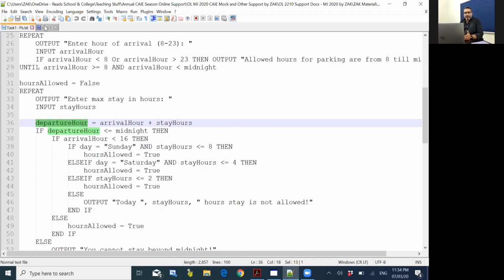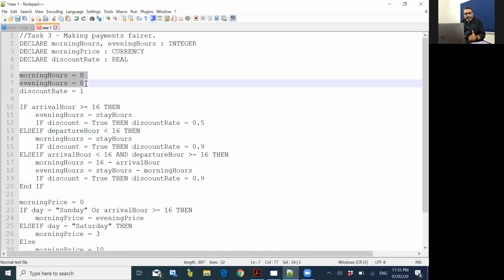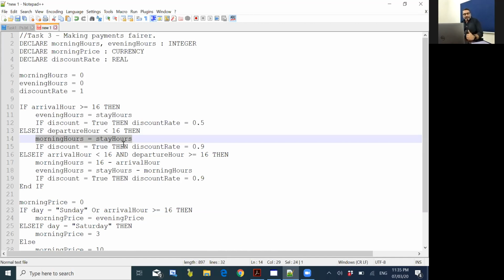So now, if their departure hour is before 16, it means all of the hours that they stayed were the morning hours. So that's why we have made both morning and evening hours 0. If the departure hour is before 16, evening hour will remain 0 and morning hour will become the number of hours they stayed. So if the discount that we have already checked earlier is true, then a 10% discount will be applied.